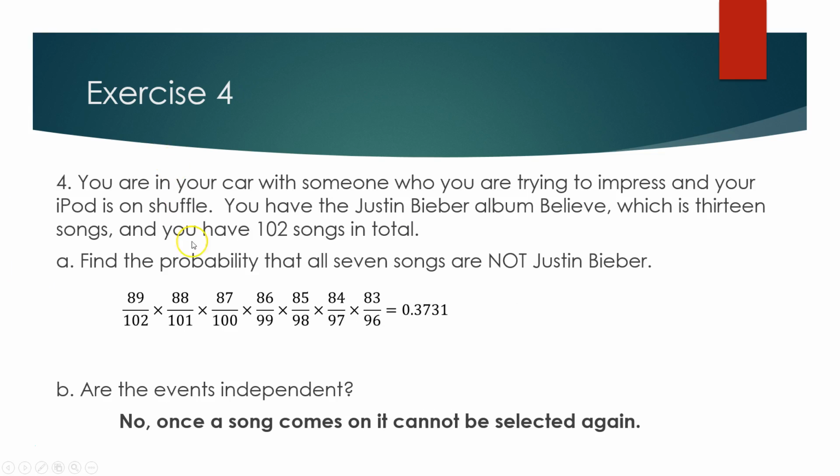So I think of this whole thing as 7 pieces. So I would maybe put 7 lines, 1, 2, 3, 4, 5, 6, 7 on my paper. And so there's 89 songs that are not Justin Bieber. So 89 out of 102. That song has come on. And the way that repeat works is that once a song is selected, it's not eligible to be selected again unless you have some kind of special setting. So you tear down: 1, 88 out of 101, 87 out of 100, until you've got to your 7th song.